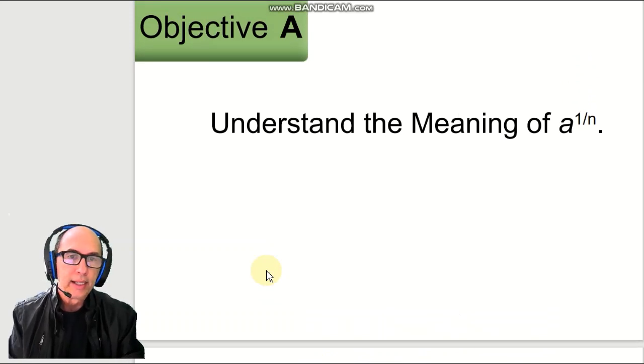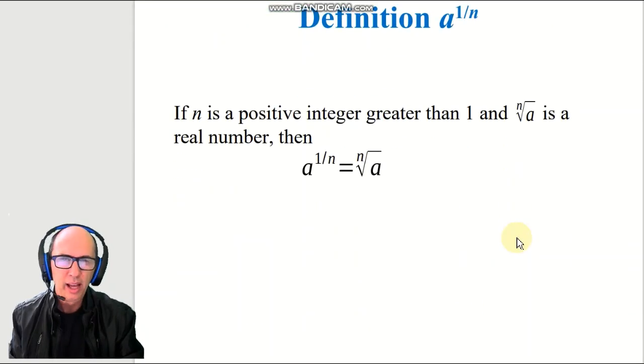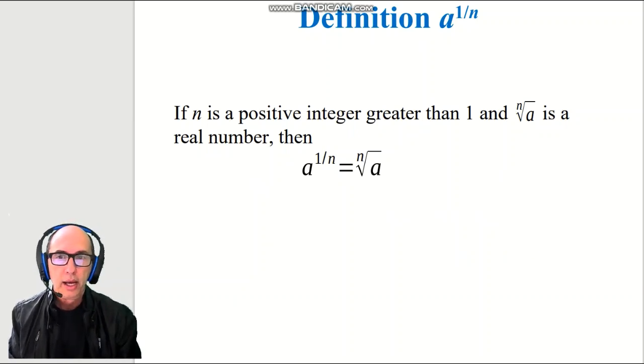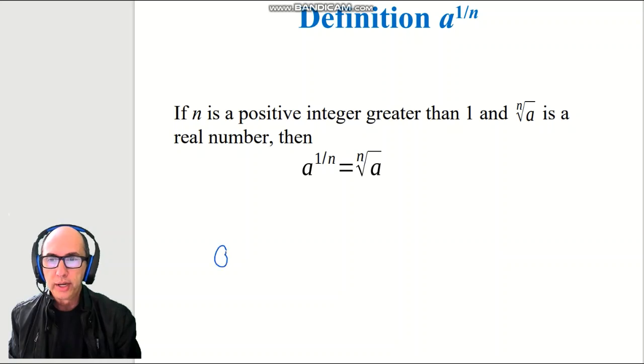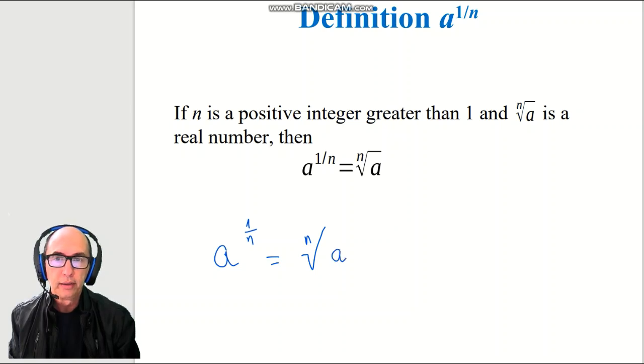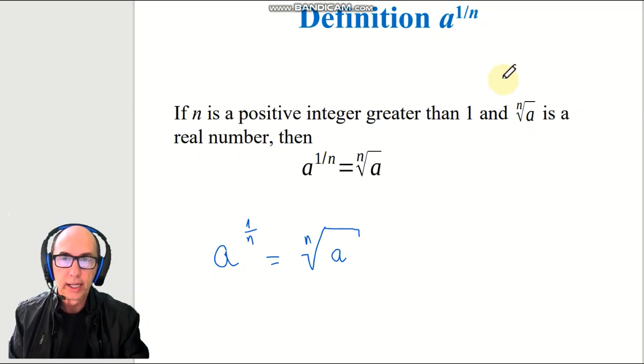First, let's understand the meaning of the base a to the power of 1 over n. Basically, we will go over some definitions today. A to the power of 1 over n is the same thing we can rewrite as the nth root of a. And let's have a look at some examples so we can understand.